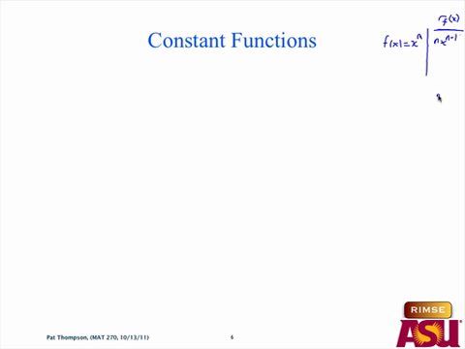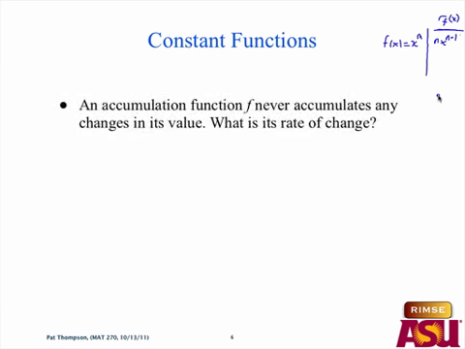Okay. So, constant functions. If an accumulation function never accumulates any changes in its value, so it never builds up, it never deteriorates, it never ebbs away, what's its rate of change? How fast is it changing? It's not changing at all. So how fast is it changing? 0, right? 0.